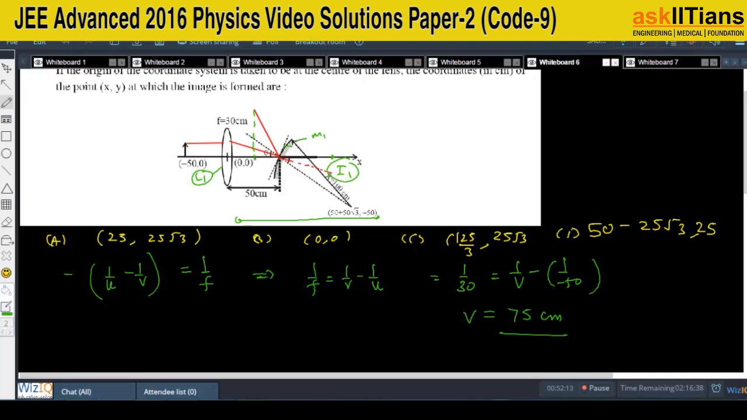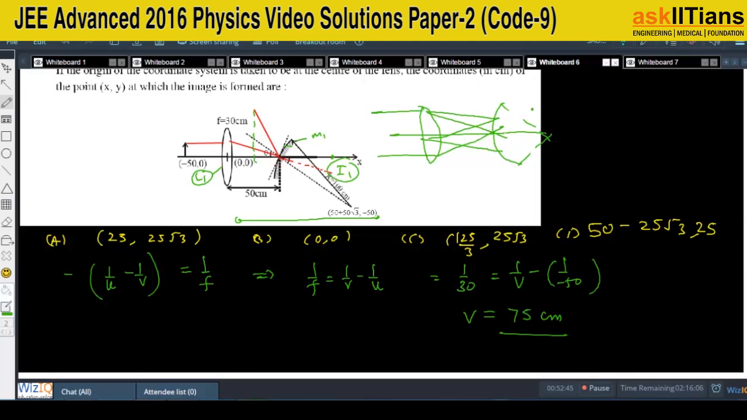But we know that when the axis of the mirror is placed along the axis of the lens, the rays would strike the mirror and they will form an image at these positions. But whenever the mirror is rotated by angle theta, the image will rotate by angle twice of theta.